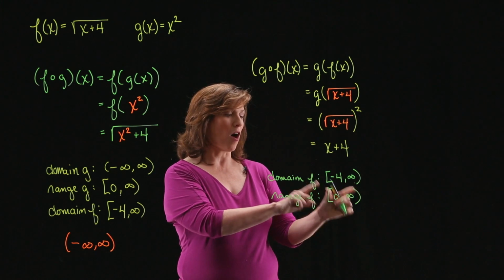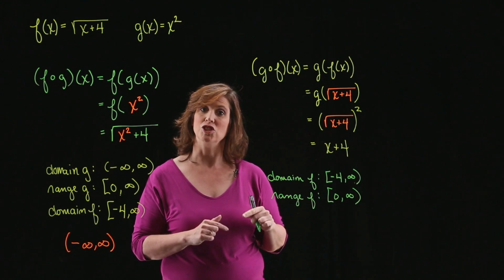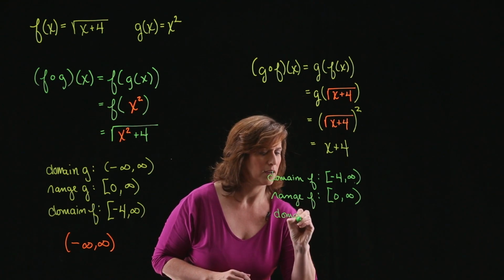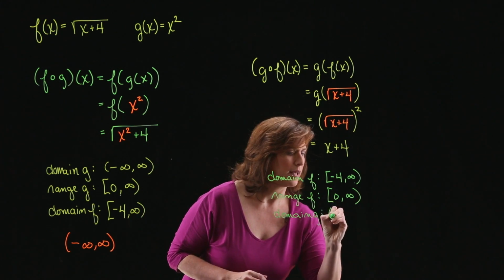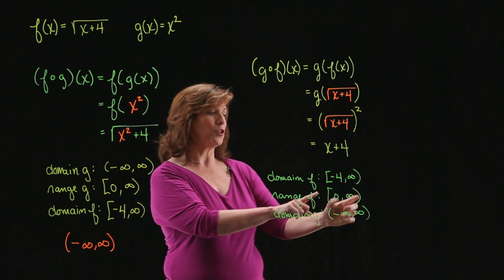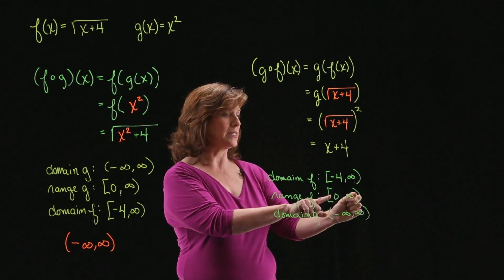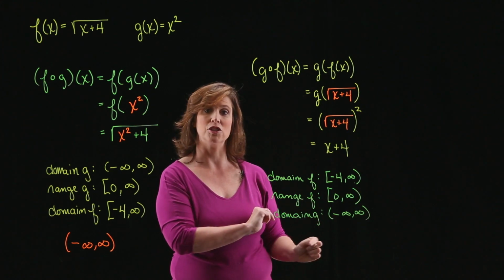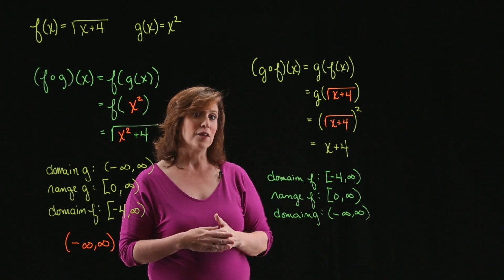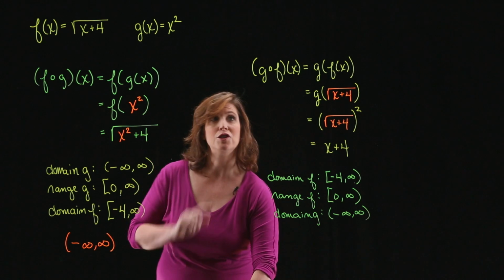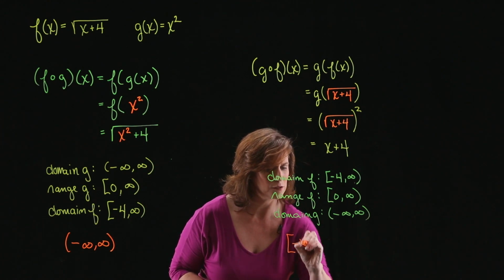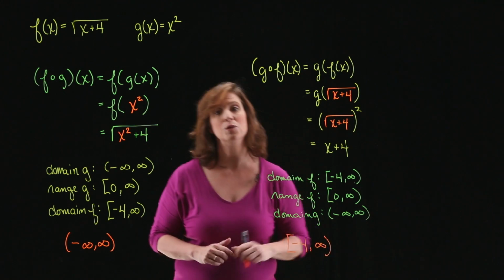Now, I want to be able to take all of these values and plug them into function g. So what's the domain of g? Well, again, the domain of g is all real numbers. So I will have no issue plugging in values between 0 and infinity into my function g. However, originally, I can only use values of x greater than or equal to -4. So the domain of my composite function is going to be -4 to infinity.